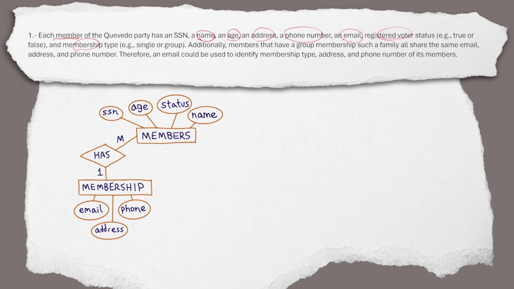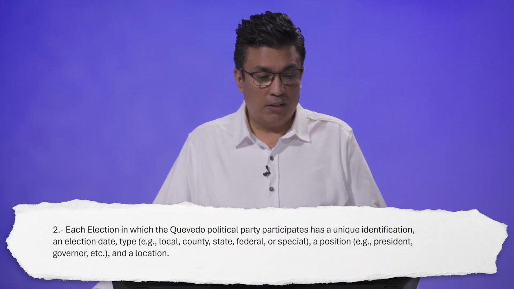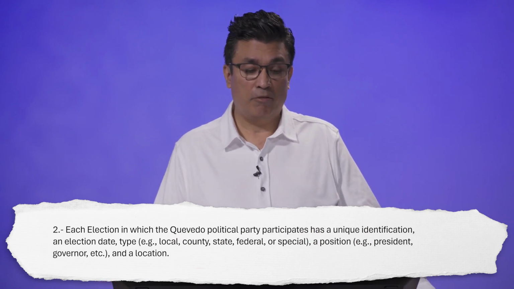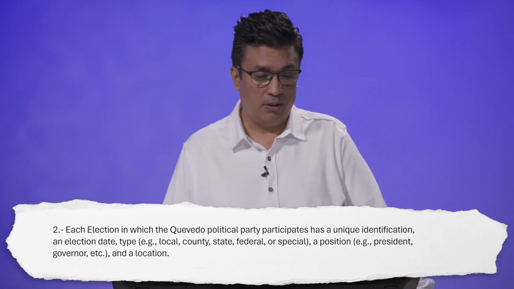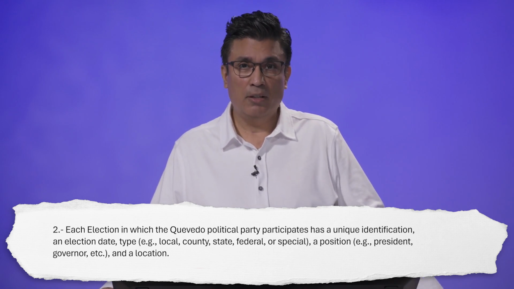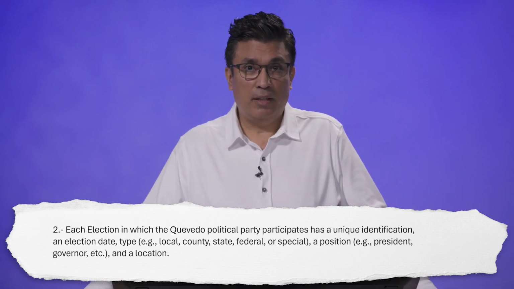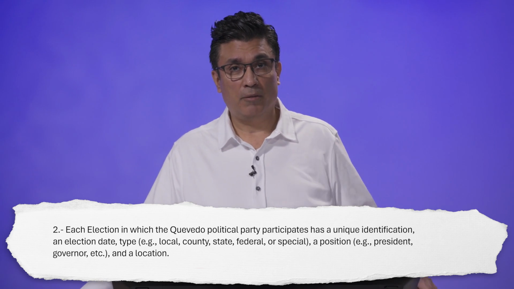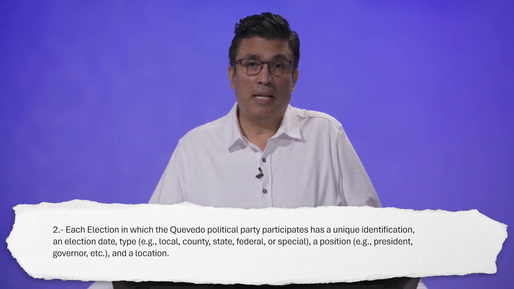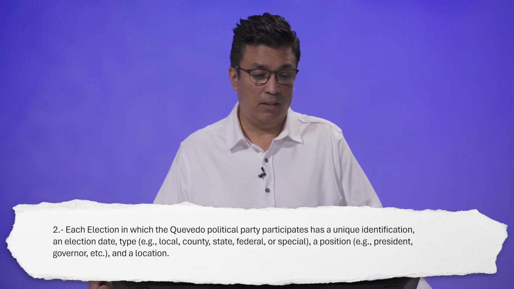Now let's look at requirement number 2. Requirement number 2 talks about an election. Now, if we read that paragraph, we see that there are attributes because it says an election in which the Quevedo political party participates has a unique identification. So the unique identification is an attribute of an election. It has a date. That's another attribute, and with those 2 attributes by themselves, we can see that an election is also an entity because we have attributes that uniquely identify an election.